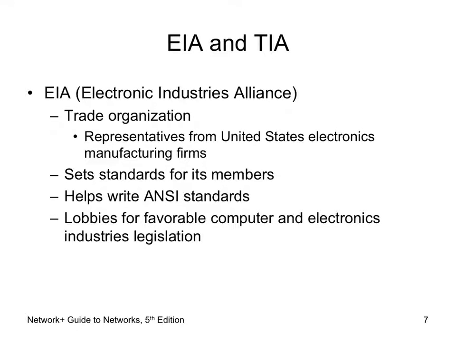EIA and TIA, Electronic Industries Alliance. When we do the cabling lab, you'll actually see the names of these acronyms on the wires. If you were to reach down and unplug the Cat5 wire on your computer now, you would see these names stamped on the cable itself. It's a trade organization from U.S. electronic manufacturing firms. They set standards for members, help write ANSI standards, and they also lobby for computer electronics industry legislation.